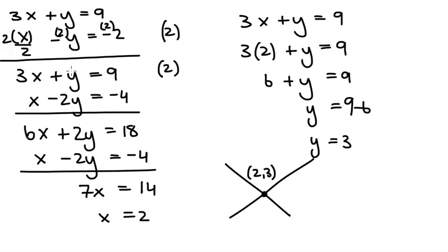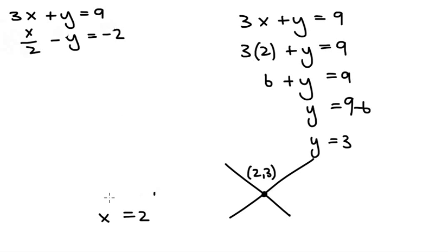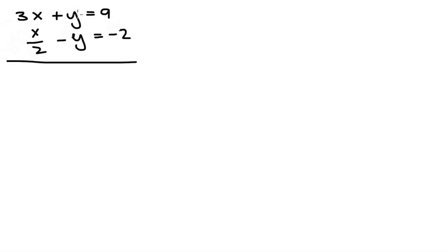So just to go back over this bit again, if we look back at the start, we could have from here just cancelled our y's because plus y minus y will give us 0. And then we have 3x plus x over 2.